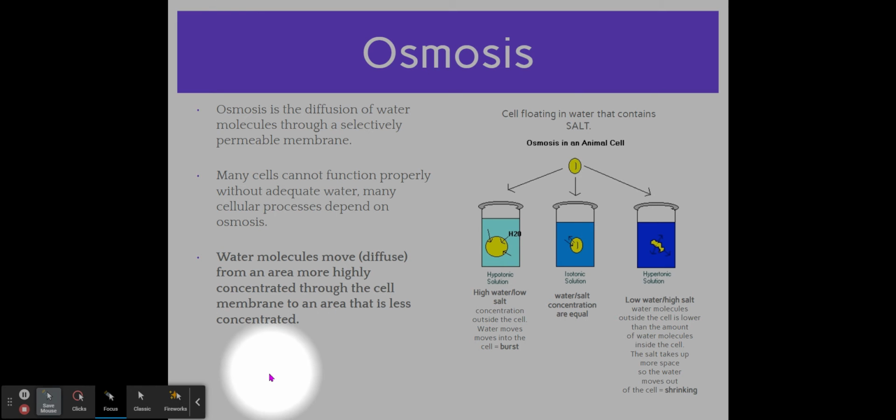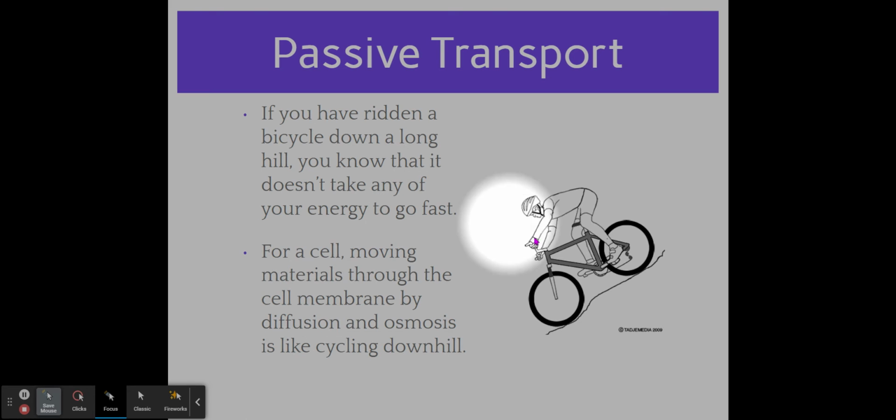All right, pause and finish writing. I'm going to continue. Next, we have passive transport. You're going to write what's in purple. But you don't need to write any of this just yet.